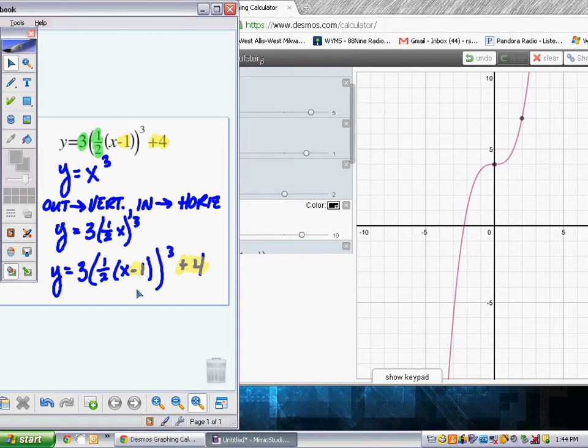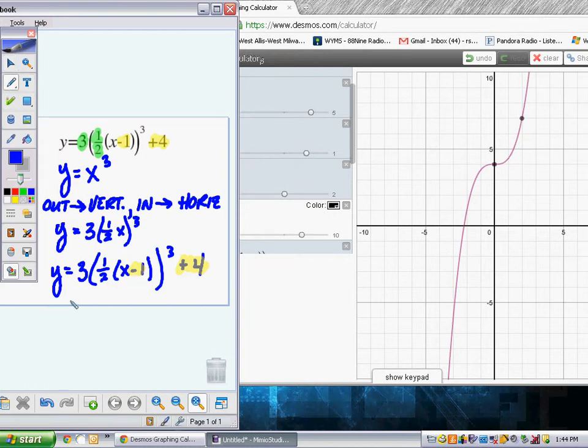This subtraction actually delays my input values by 1. So I have to put in 1 more to get the same output. So that means it actually is going to move the whole graph to the right one. Everything happens 1 later. When it's subtraction inside, you move everything to the right one.